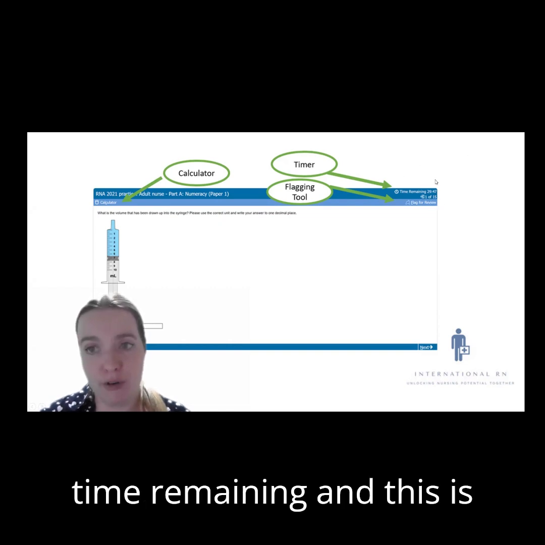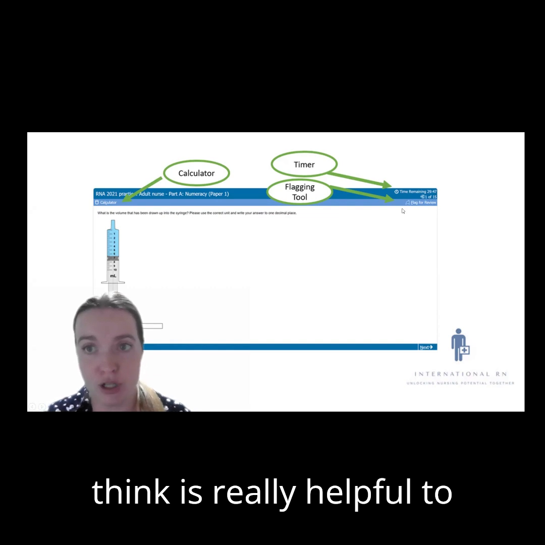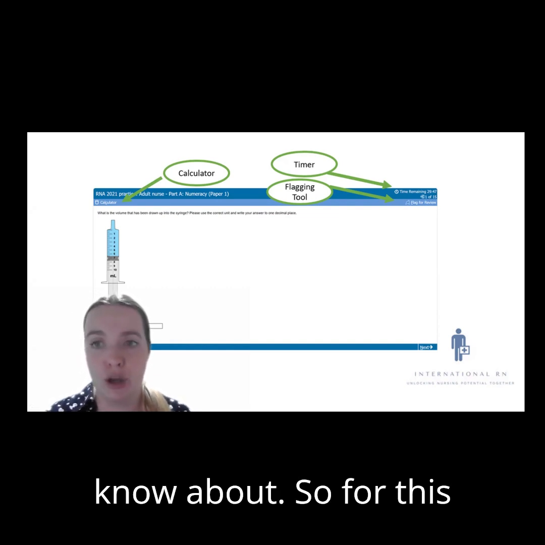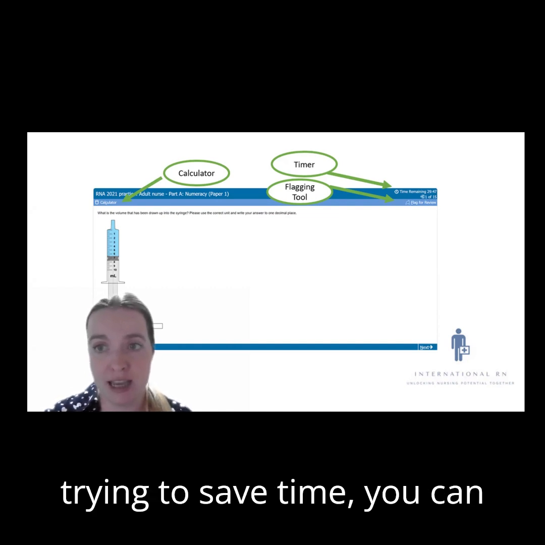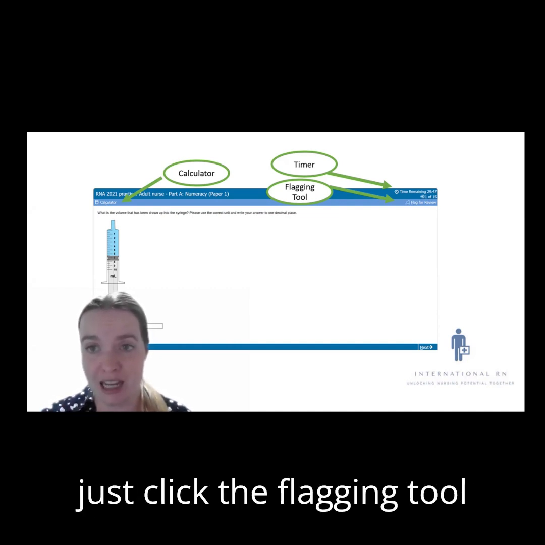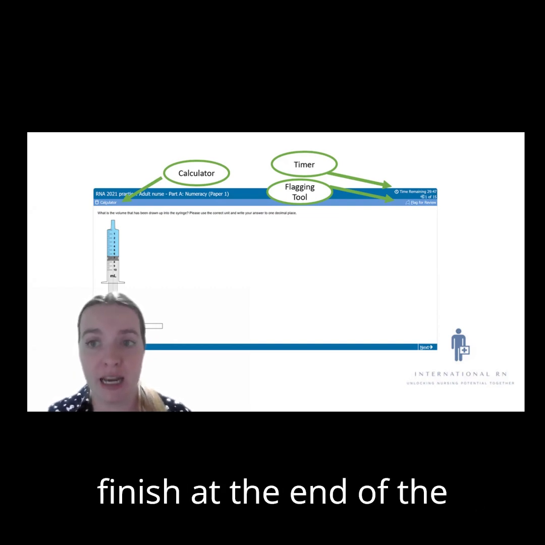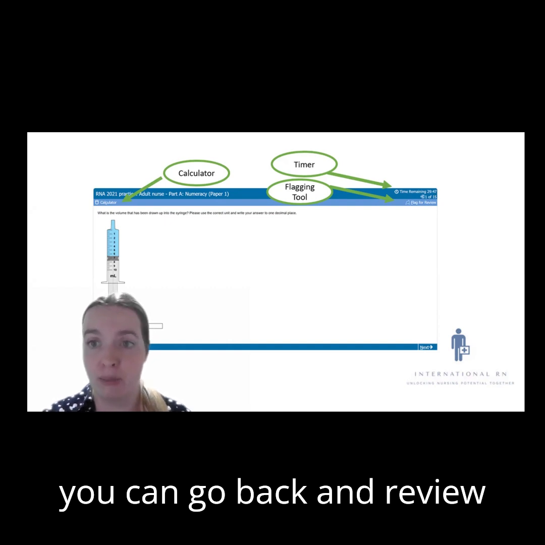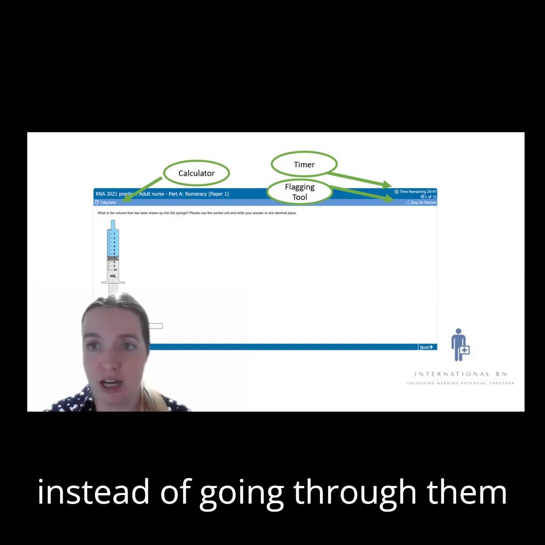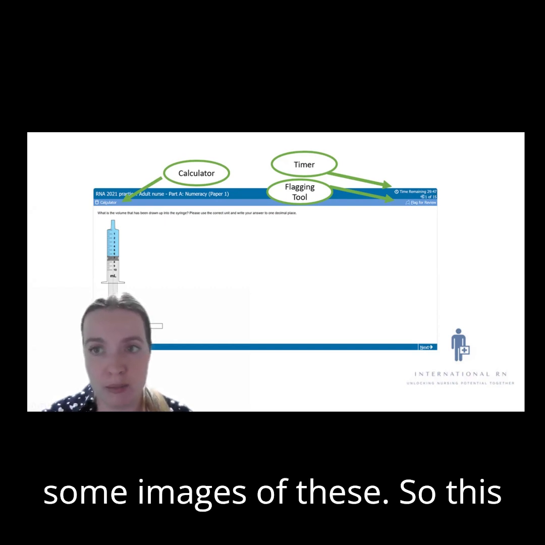Here we've got the time remaining, and this is the flagging tool, which I think is really helpful to know about. If you're not sure on a question and you're trying to save time, you can just click the flagging tool and that will highlight the question for you. When you finish at the end of the exam, if you have extra time, you can go back and review those flagged questions instead of going through them all. So I'll just show you some images of these.